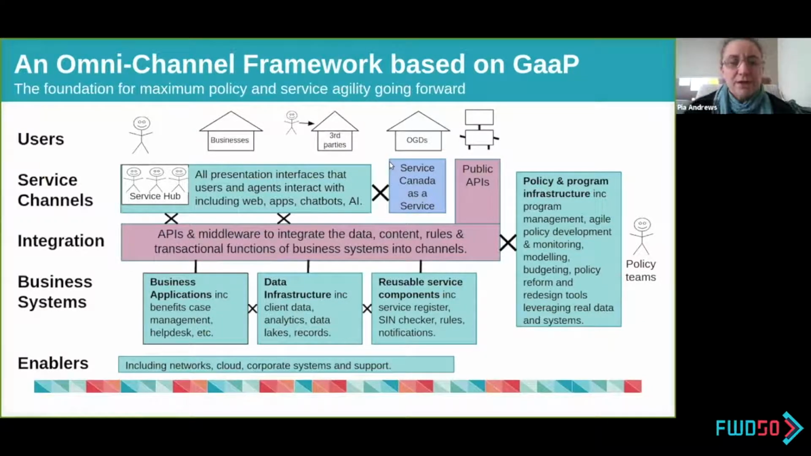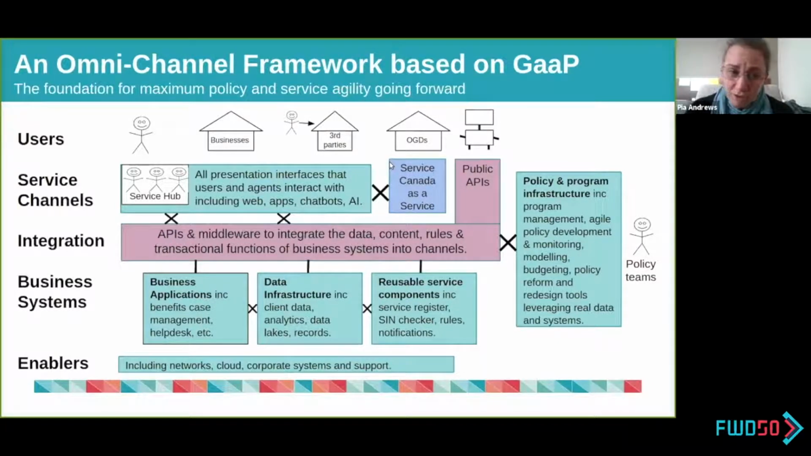Then you have service channel management. So your service channels are all of the presentation interfaces that people interact with, whether they're clients or agents or staff. And it's every user interface in the technical sense of the word, or the strict sense of the word. It might be web apps, chatbots, AIs, voice, any form of interface or way that a person is interacting with our services is our service channel effectively.